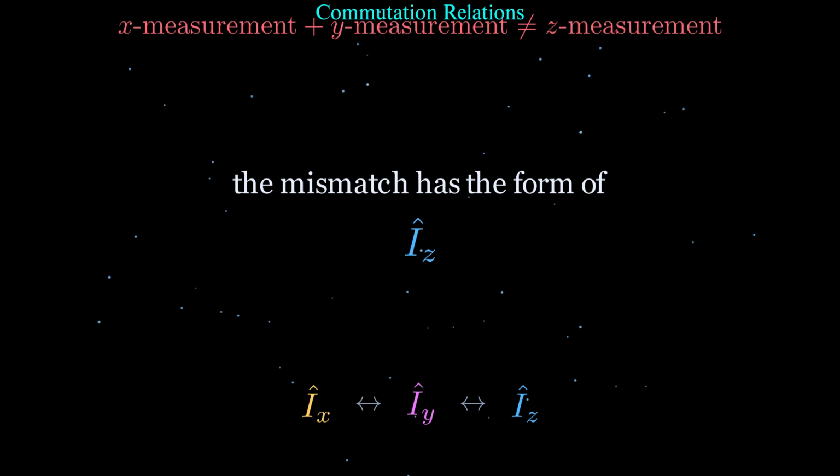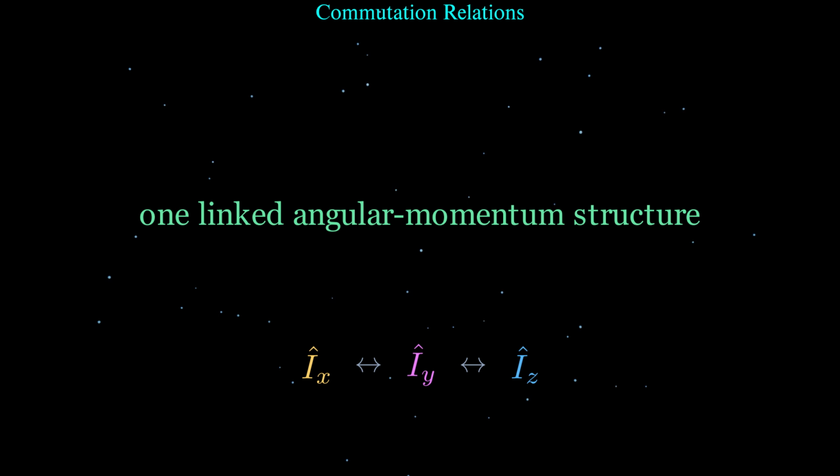This means that the three components are not independent quantities. They form one linked structure. And that linked structure is what makes spin angular momentum behave like angular momentum. This cyclic structure here is one of the most defining signatures of angular momentum.